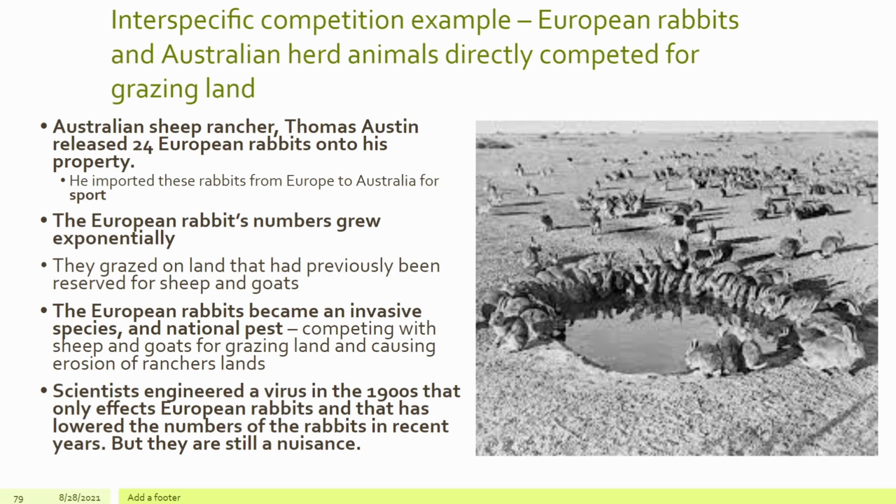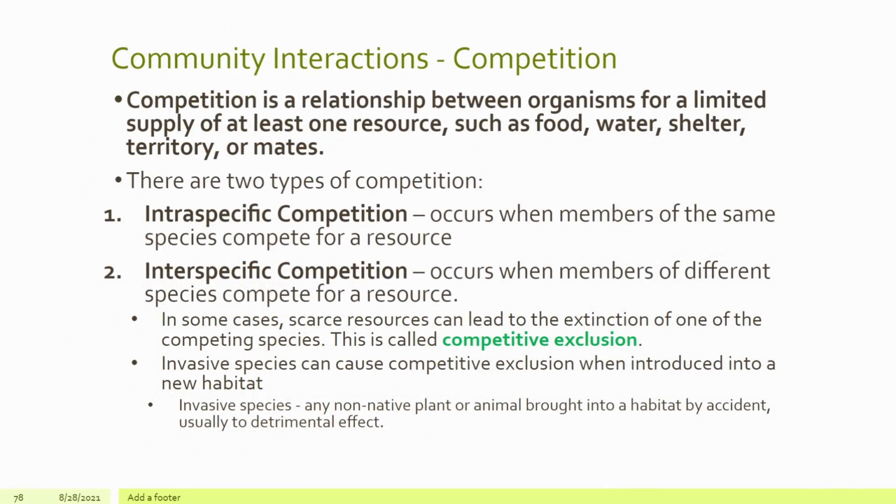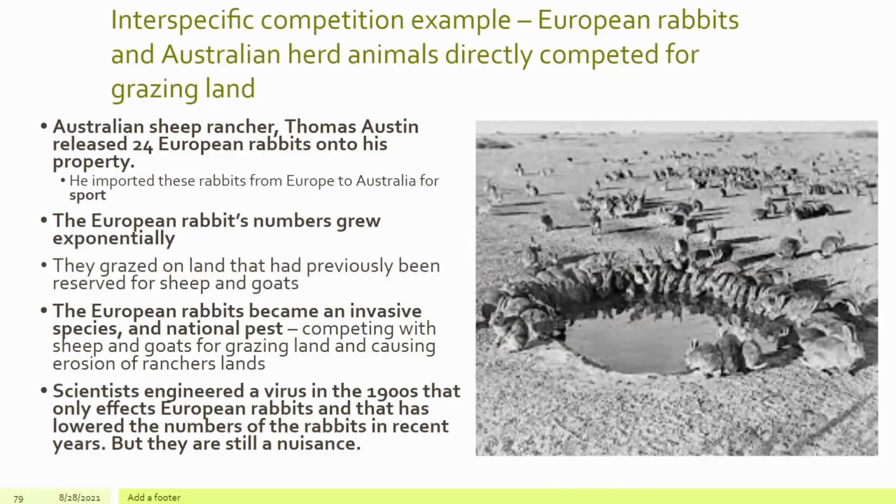So erosion occurred. And scientists actually then engineered a virus in the 1900s that only affected the European rabbits, and that has efficiently and effectively lowered the numbers of the rabbits in recent years, but they are definitely still a nuisance in Australia. So this is a good example of not only interspecific competition, but also competitive exclusion. Even though an animal didn't quite go extinct, it got close with the sheep and the goats because they had to compete with this new invasive organism.